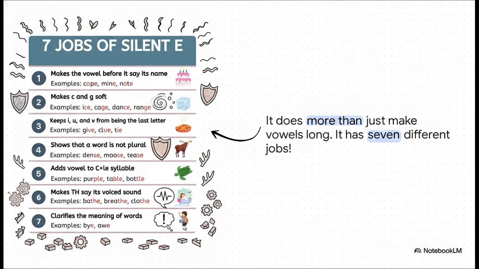It has a surprising number of jobs, so we know it makes vowels long, but it also softens C and G, like in the words ice or cage. And get this, no English word is supposed to end in V, so the silent E comes to the rescue in words like give. It even stops a word from looking plural, which is why one moose isn't spelled M-O-O-S.